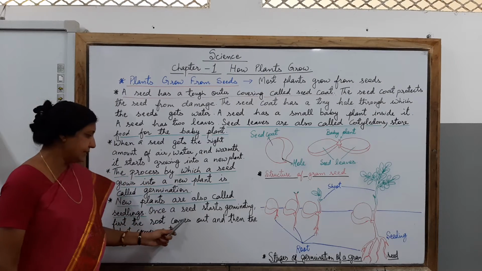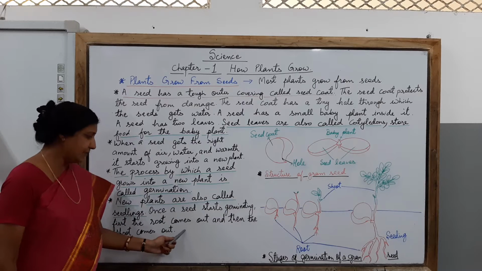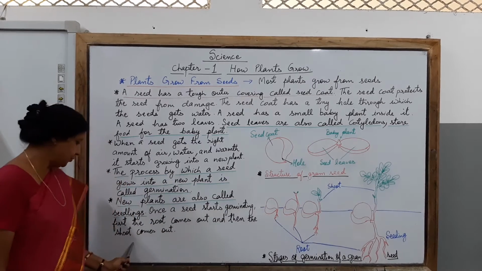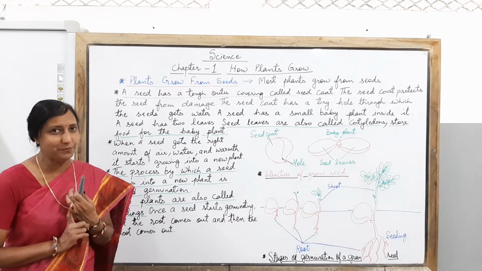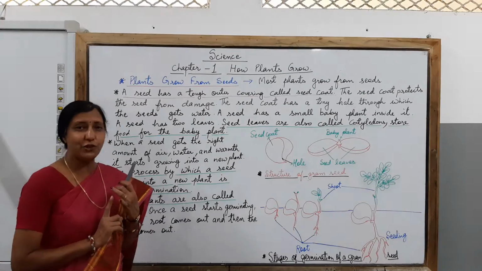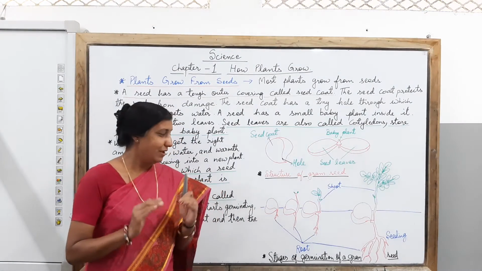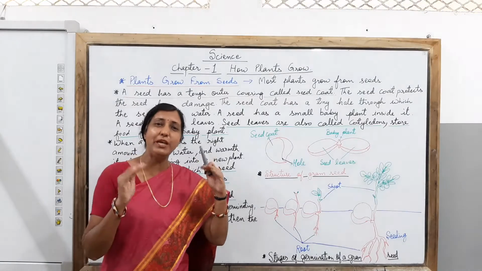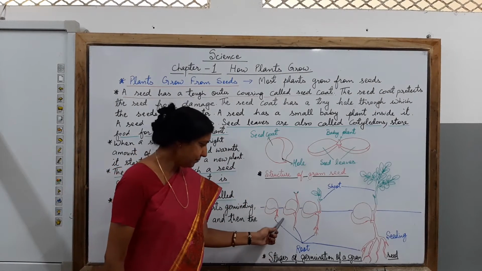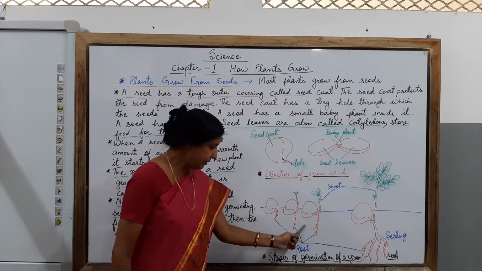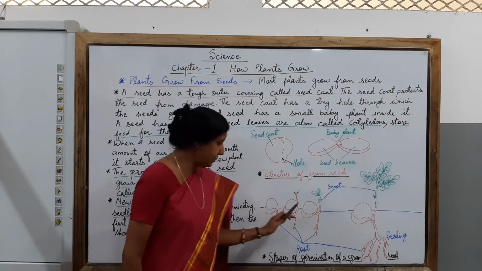And once a seed starts germinating, first the root comes out and then the shoot comes out. This is one of the important points which you must remember. You have to remember children that the root is always below the soil, whereas the shoot is always going to be above the soil. As you can see here, the root of the seedlings and the shoot growing above the soil.